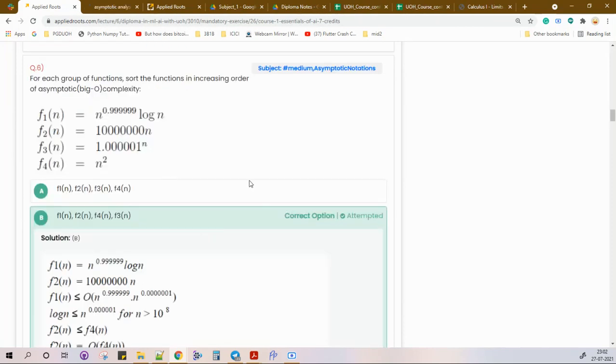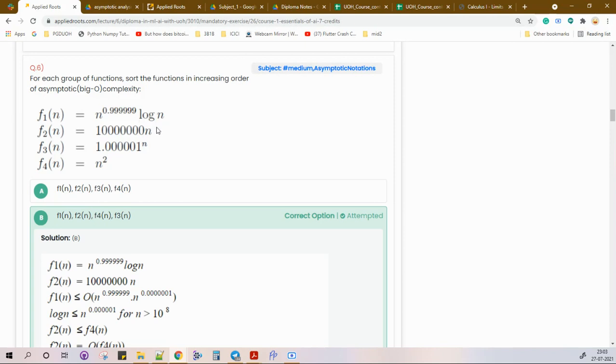For each group of functions, sort the functions in increasing order. Here there is really a temptation: say we see something like 0.099999, or here I have 1 million or 10 million, like 1.0001. So you will feel like this function is very big, right? 1 crore n, right? So if I take n equal to 2, it will be 2 crore. So you will think this function is very big, but it is not, because this c doesn't matter. You can choose any c, right?